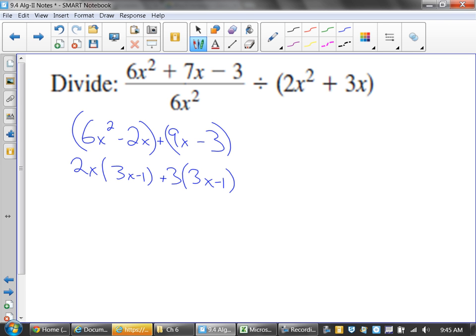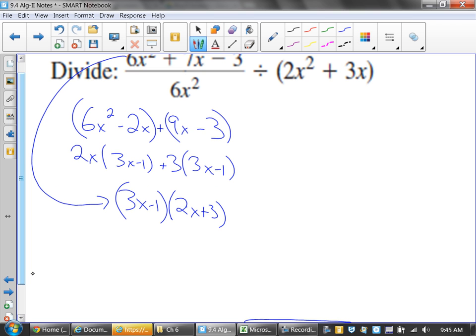So now you wind up with that, and you see how you've got the terms that are the same within the parentheses, the 3x minus 1s? So now your numerator becomes 3x minus 1 times 2x plus 3, and that's the factored form of that. Okay? From there, you can just go ahead and continue. Put that back over to the 6x squared.